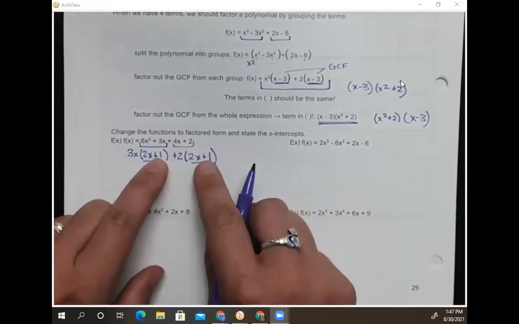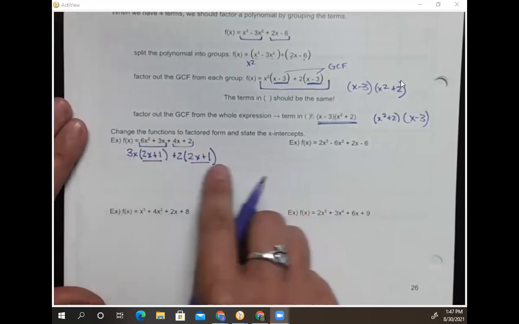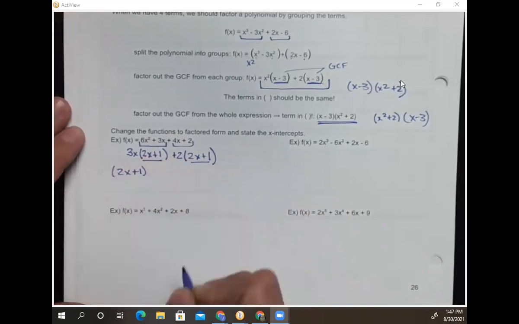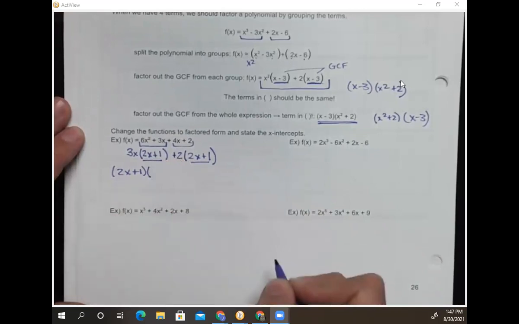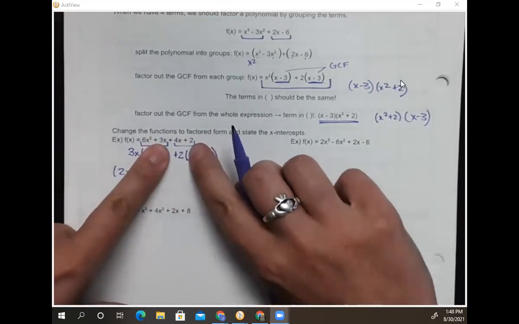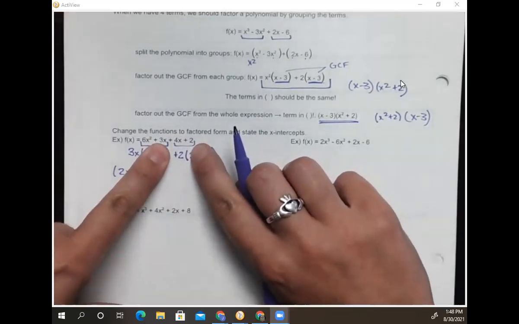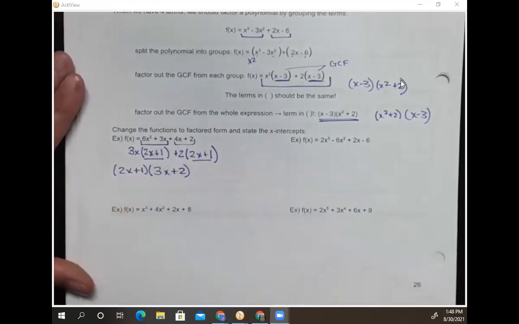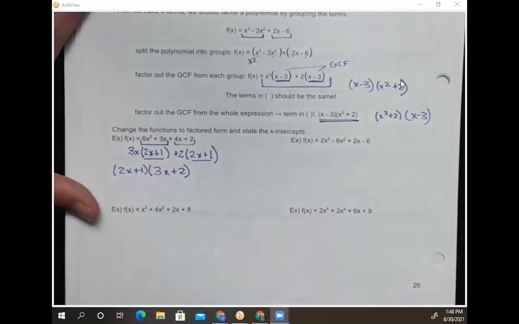This is now my GCF for the entire expression. So I've got 2x plus 1, that's my common factor now. When I factor out 2x plus 1, I'm left with 3x plus 2. So there's my factored form. And then we'll come back and state the x-intercept on all of our problems at the very end.